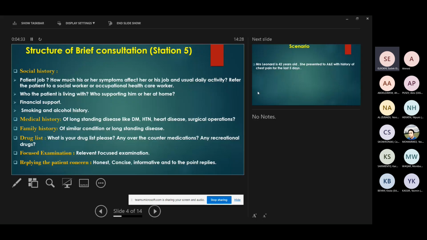Don't ask irrelevant questions because you don't have time. It's just 10 minutes. So your questions should be targeted to the point, to the analysis of the complaint, to the symptoms of differential diagnosis, to the symptoms of systemic review of the patient. In addition to that, social history, family history, medical history, and drug list.